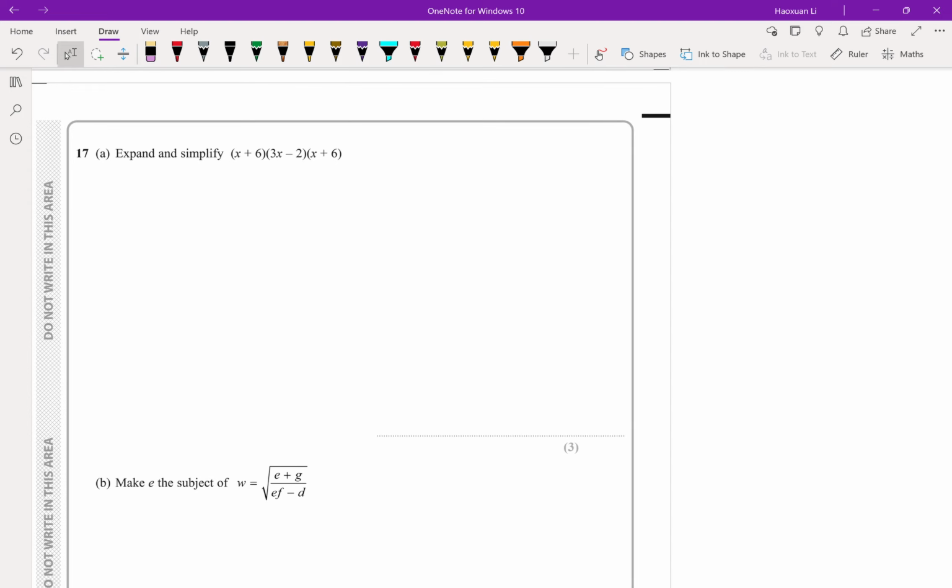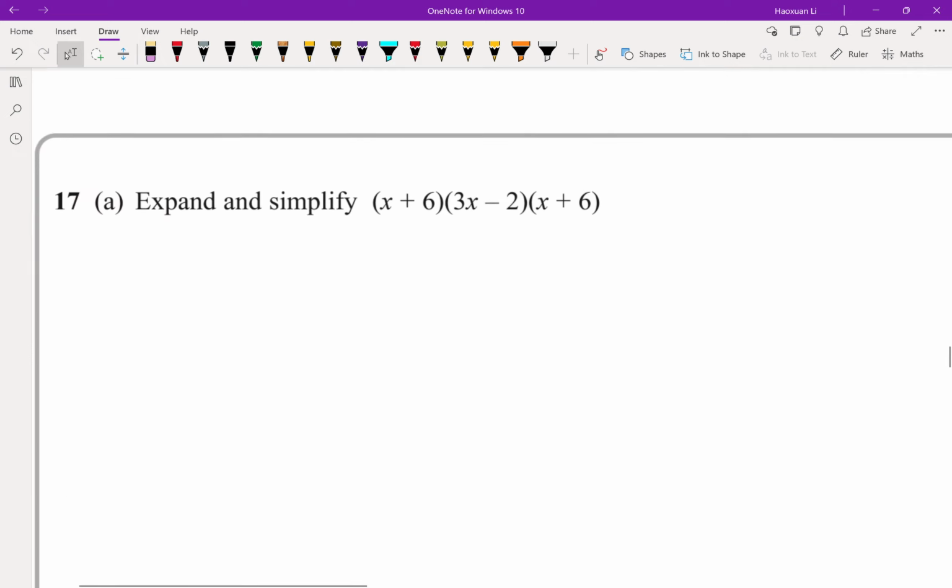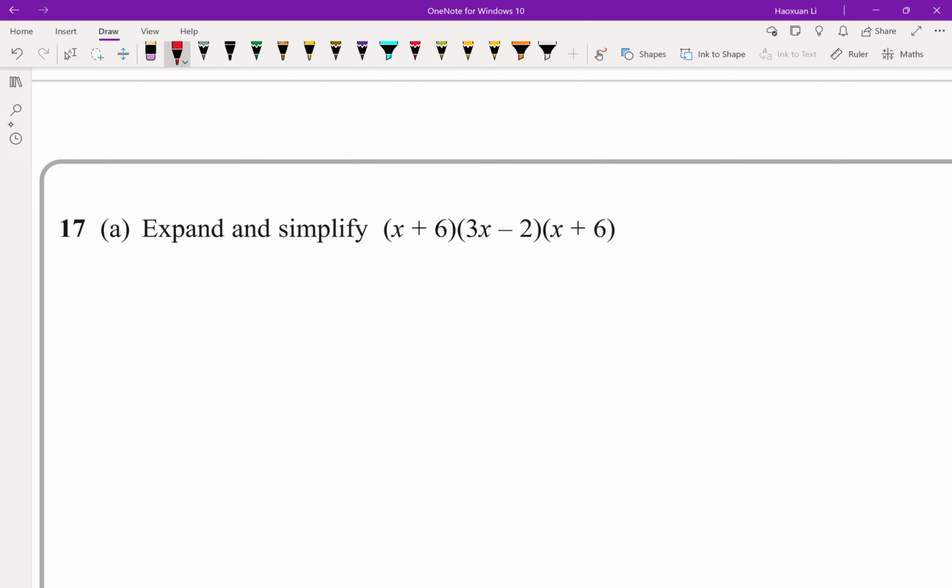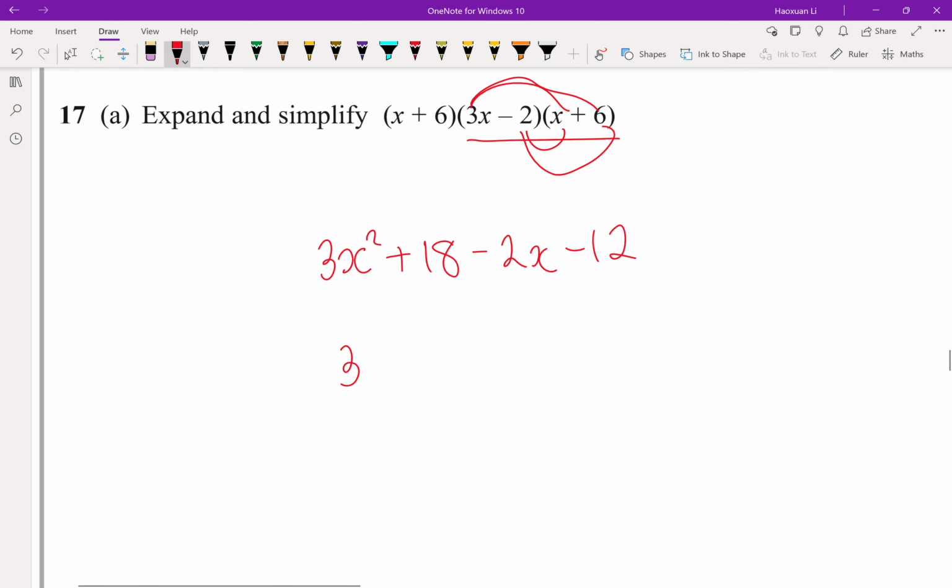Question 17. Expand and simplify this. Right, this one is generally not a hard question, but it's very easy to lose marks or confuse yourself. So 3x times x, so 3x squared, 3x times 6, 18x, minus 2x minus 12. So that would be 3x squared plus 16x minus 12.